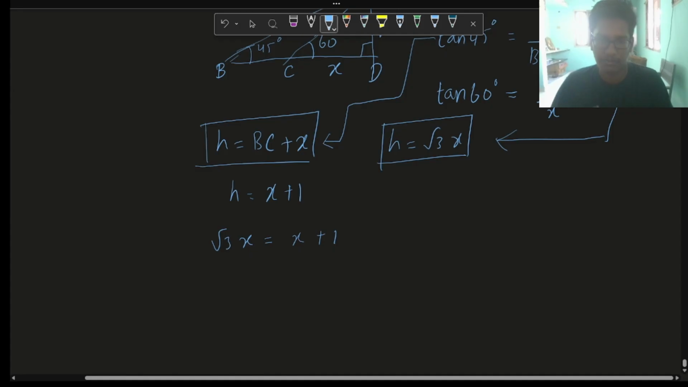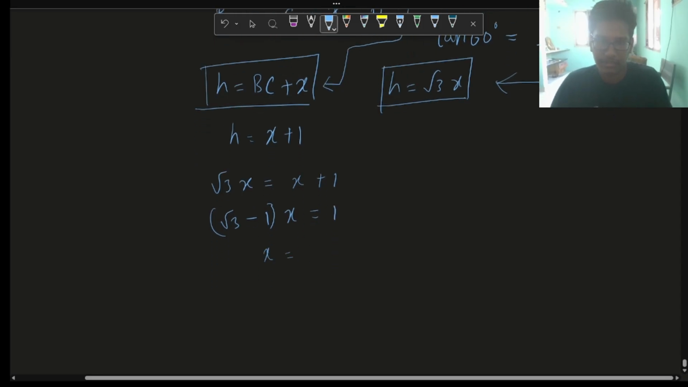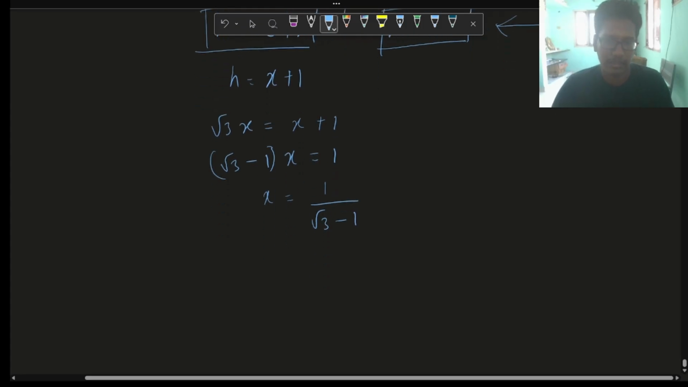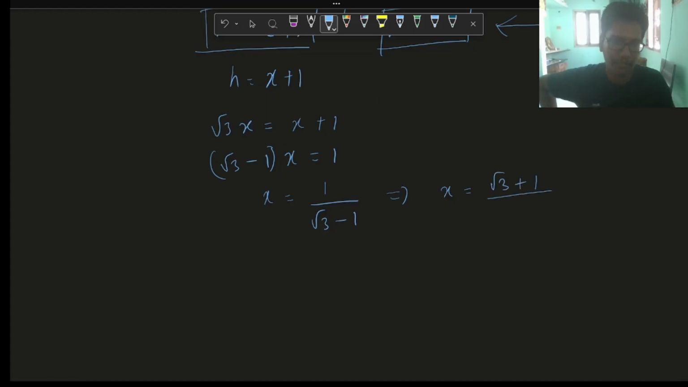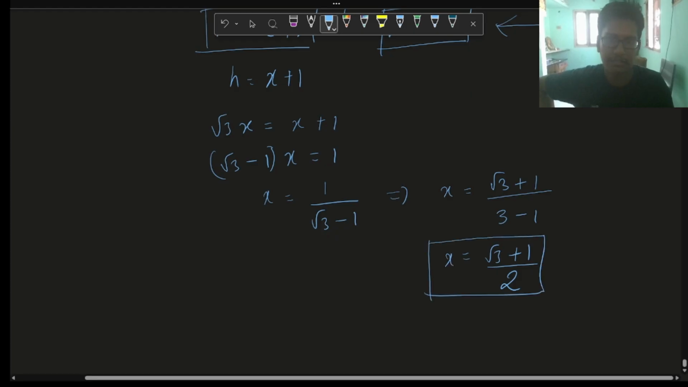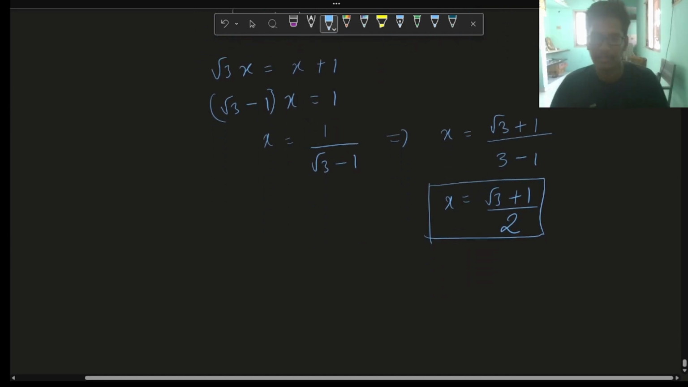And the value of H is root 3x, so root 3x is equal to X plus 1. Taking common, root 3 minus 1 times x is equal to 1. Then substituting, x is 1 divided by root 3 minus 1. We could write this as root 3 plus 1 divided by 3 minus 1, which is root 3 plus 1 by 2. That's the value of x, and we can substitute this in h is equal to root 3x. So h is equal to root 3 times root 3 plus 1 by 2.